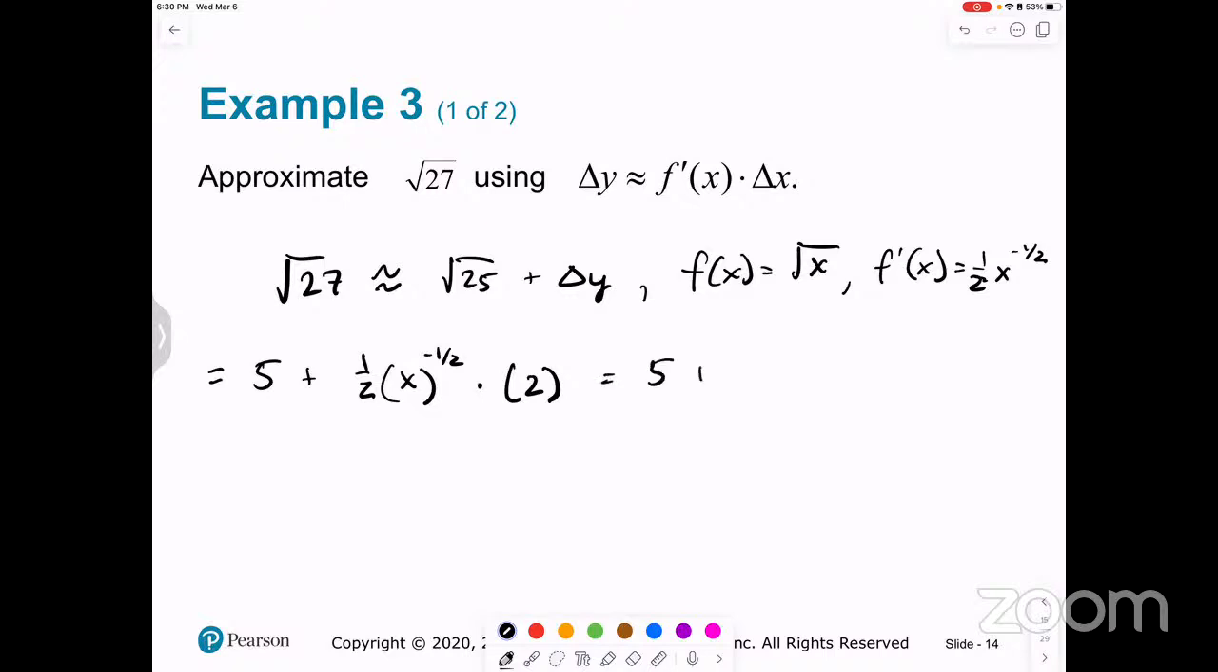So we get 5 plus 1/2 times 25 to the power of negative 1/2 times 2. Let's crunch that number. The square root of 25 is 5, so that's a 1/10. So now we have 5 plus 2/10, or I guess the 2's will cancel out. It looks like this cancels this. So then we just have 1/5. Which is like 5.2?